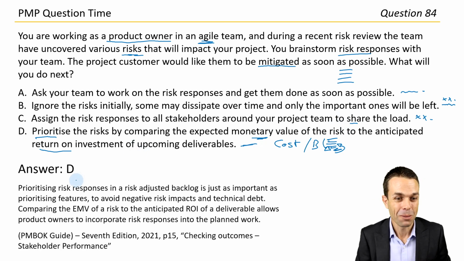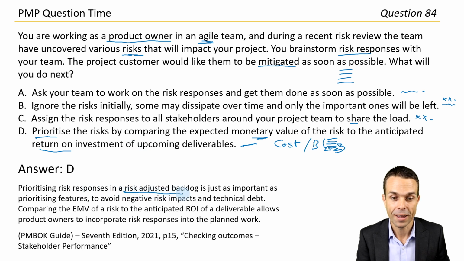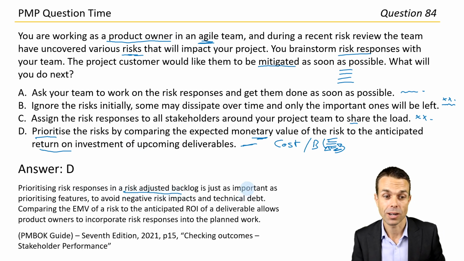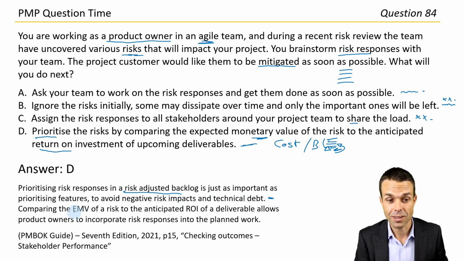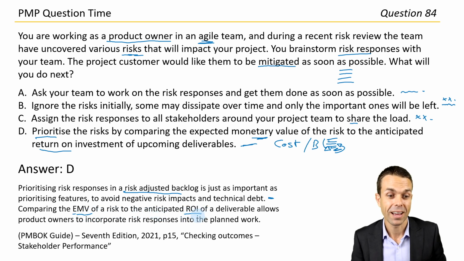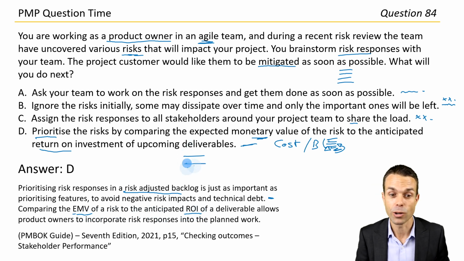And there we are. Prioritizing risk responses in a risk-adjusted backlog is just as important as prioritizing features to avoid negative risk impacts and technical debt. Comparing the expected monetary value of a risk to the anticipated return on investment of a deliverable allows product owners to incorporate risk responses into the planned work in a normal way.